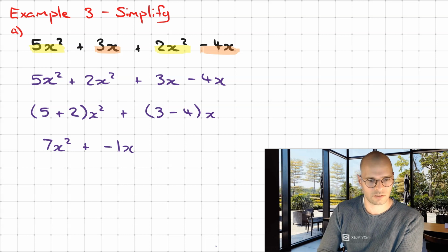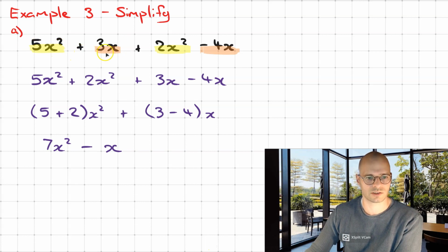Now, this over here is not a great convention to use, so I'll modify this. I'll get rid of the plus, I'll get rid of the 1, so it will just be minus x. So we see that 5x squared plus 3x plus 2x squared take 4x is equivalent to 7x squared take x.